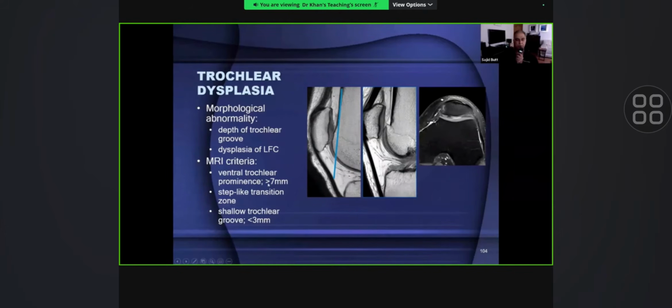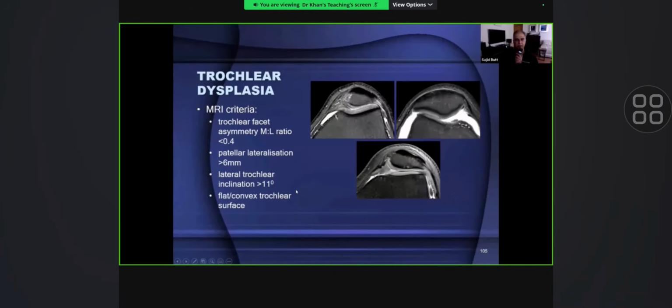So a ventral trochlear prominence of more than 7 millimeters, this thing, a step-like transition zone, and a shallow trochlear groove, which is less than 3 millimeters in depth. You join a line from here to here, and if the depth is less than 3 millimeters, that's a dysplastic trochlea. People have defined all sorts of criteria and measurements, and you just get confused. I'll show you some of the eyeballing features which you can use, which will help you decide if you're dealing with a dysplastic trochlea or not.